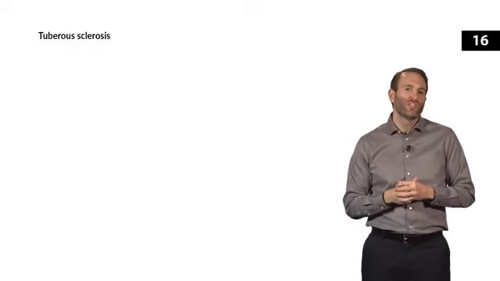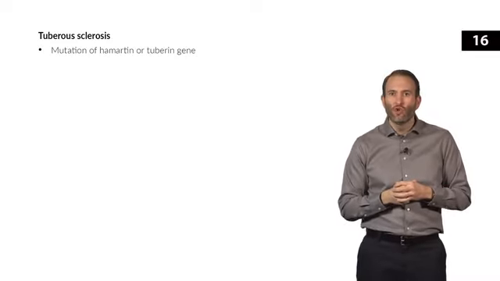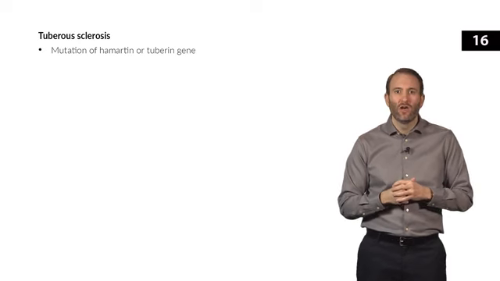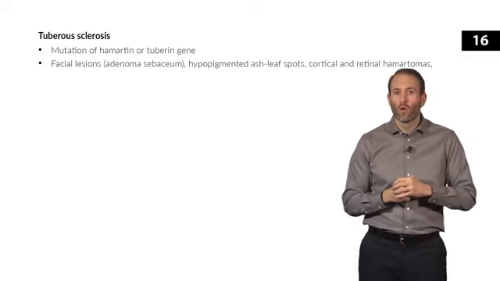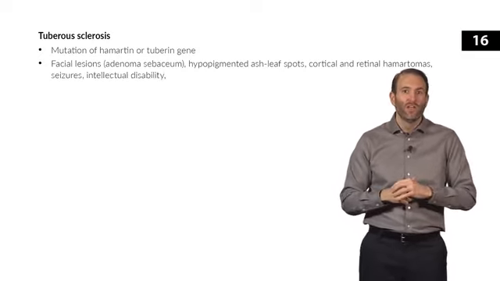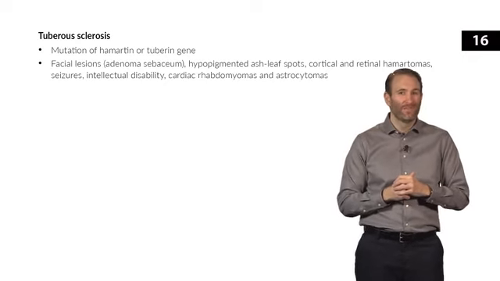Moving on to tuberous sclerosis. So this is a result of a mutated hamartin or tuberin gene. This results in non-malignant tumors in the brain and on other organs. Facial lesions are common, which are called adenoma sebaceum. Patients will have hypopigmented ash leaf spots on the skin. You can have cortical and retinal hamartomas, you can have seizures, you can have intellectual disability as well. It's also associated with cardiac rhabdomyomas and astrocytomas. A lot of stuff on this one.